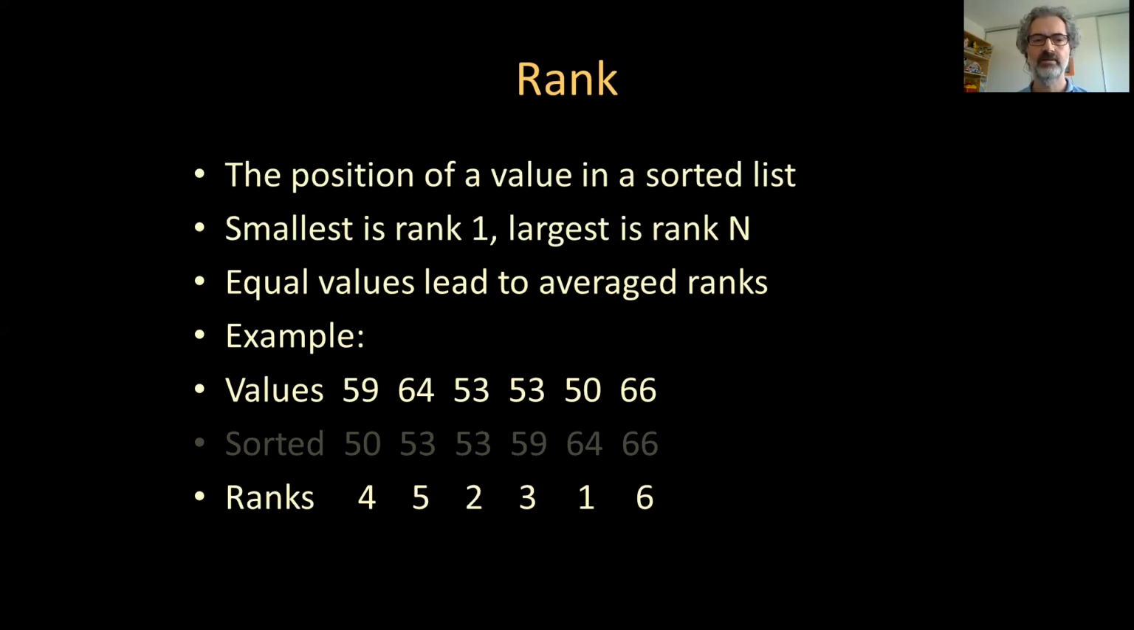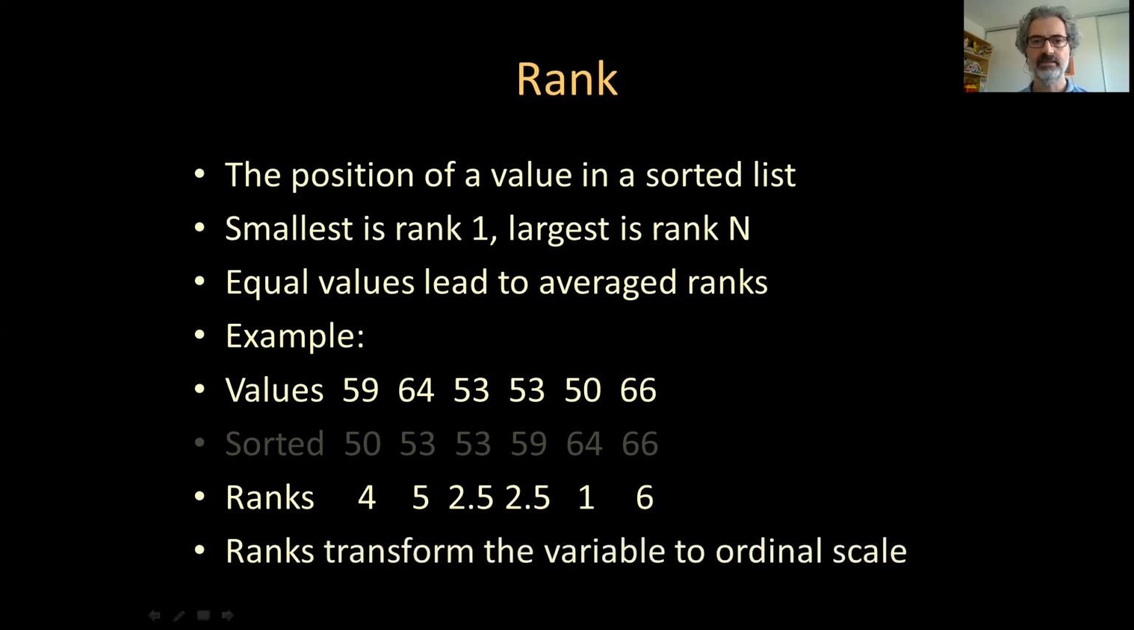However, these two values are equal. Therefore, their ranks are averaged. And instead of one having the value of 2 and the other having the value of 3, they both take the value of 2.5, which is the average of 2 and 3. What this does is that you start with a quantitative variable in which distances are important, and you end up with a variable in terms of ranks, which essentially functions as an ordinal scale. Differences are no longer important here.